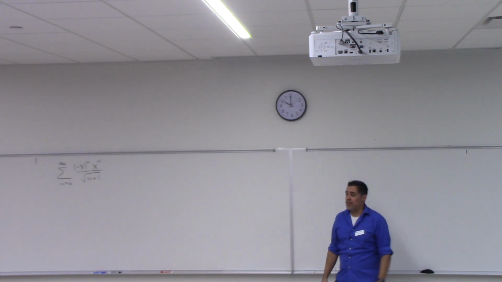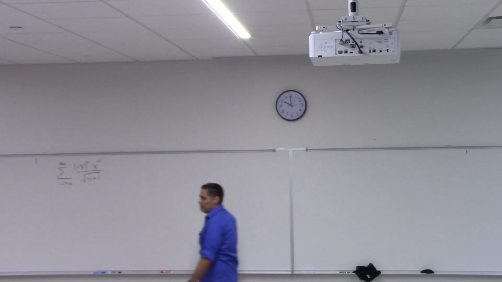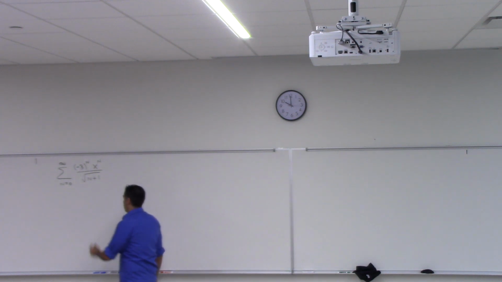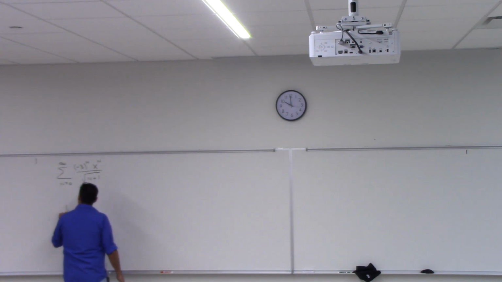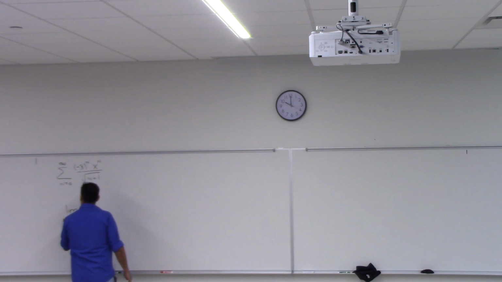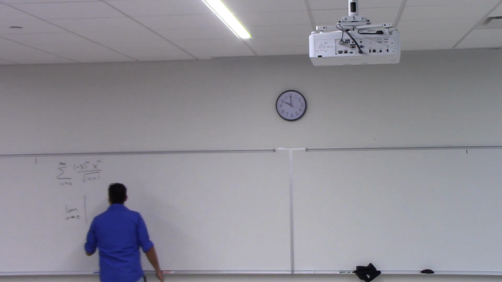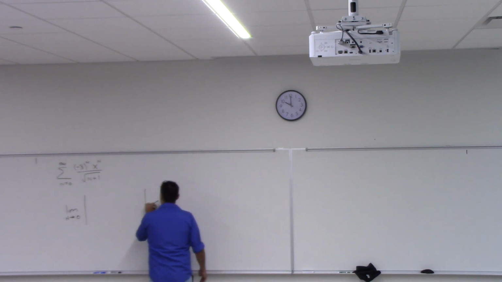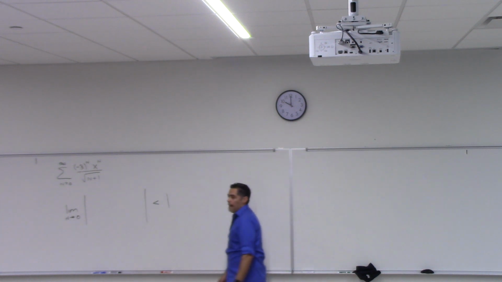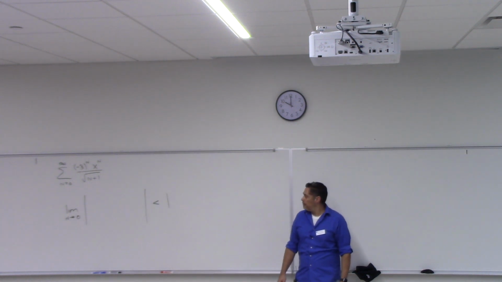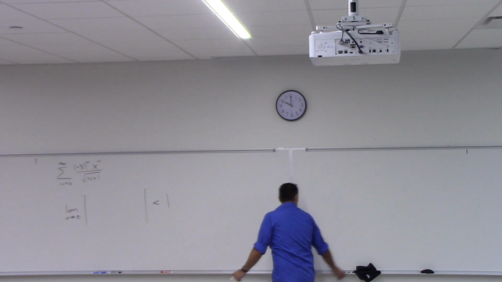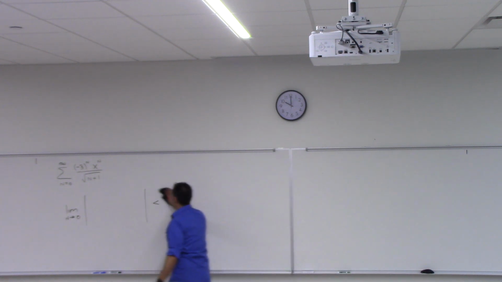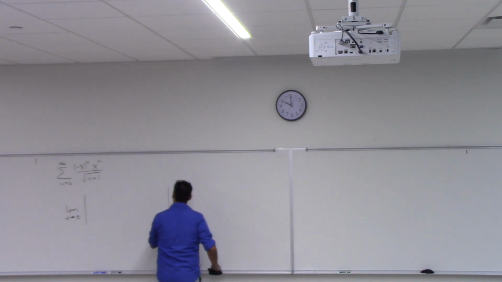Okay, I'm going to go straight to the ratio test, right? Because I'm trying to find the radius of convergence and interval of convergence. So I'm going to take the limit as n goes to infinity of the absolute value. I want this to be less than 1. Give myself plenty of room here.